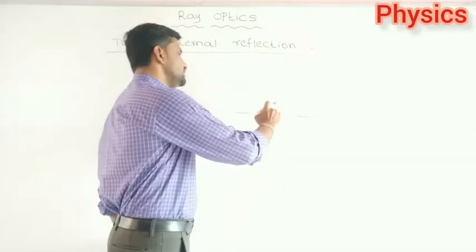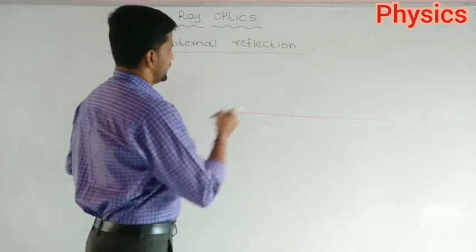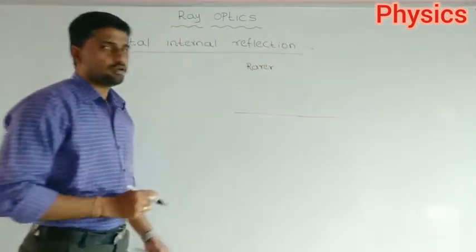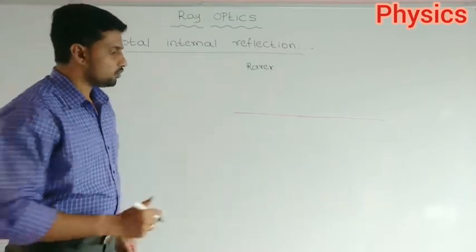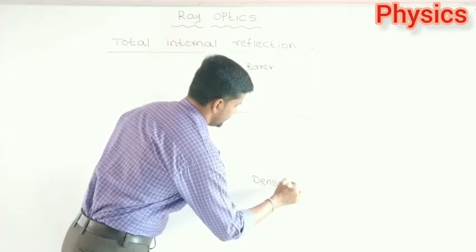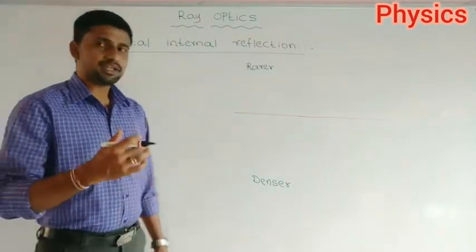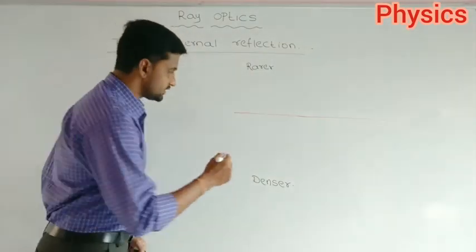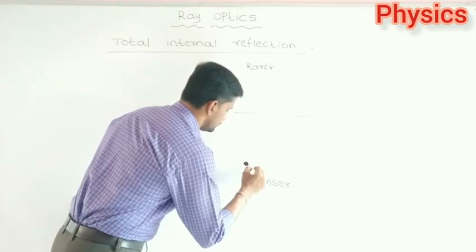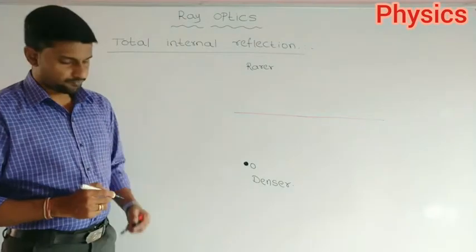The medium above this interface, I am going to take as a rarer medium. And below this interface, that medium I am taking as a denser medium. Now I am taking one object and keeping that object in the denser medium. That object I am naming as O.